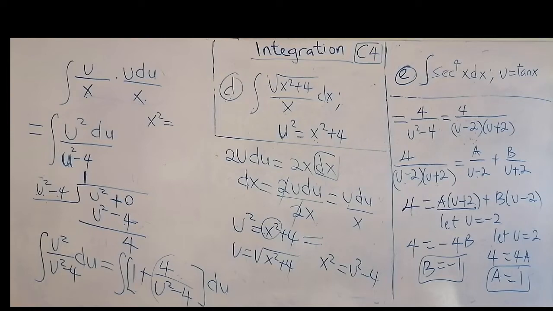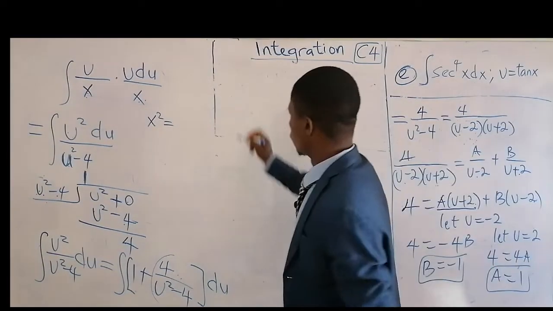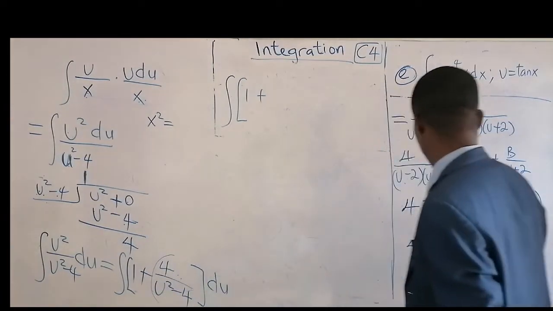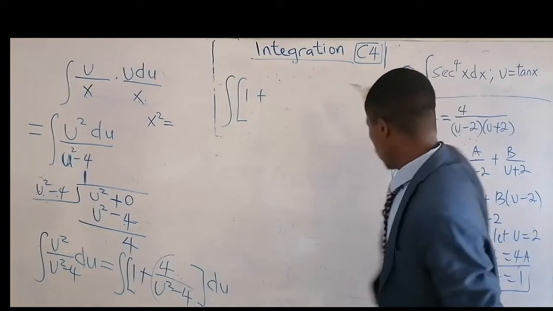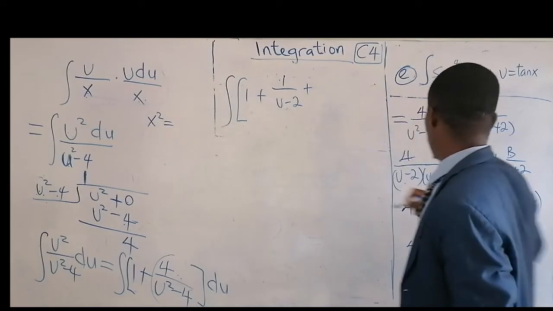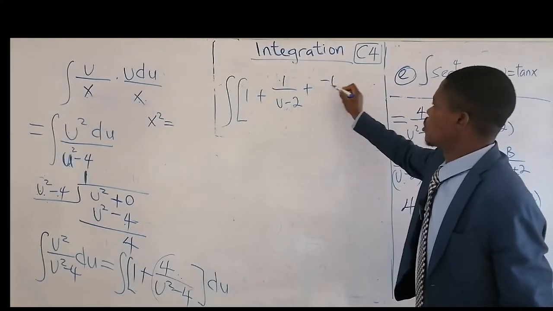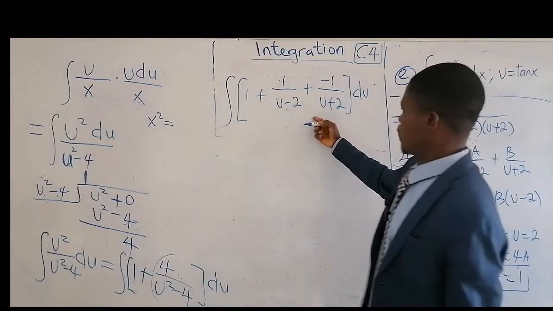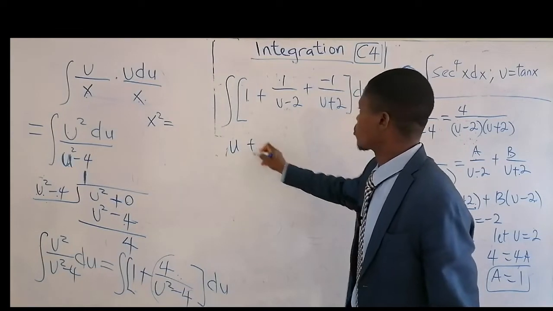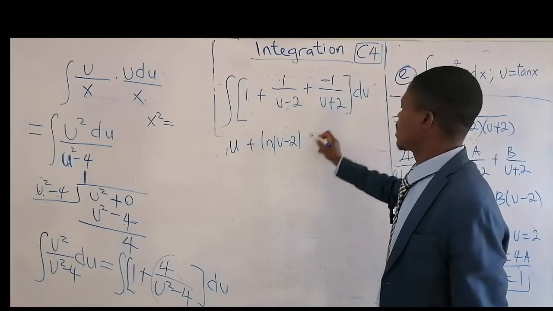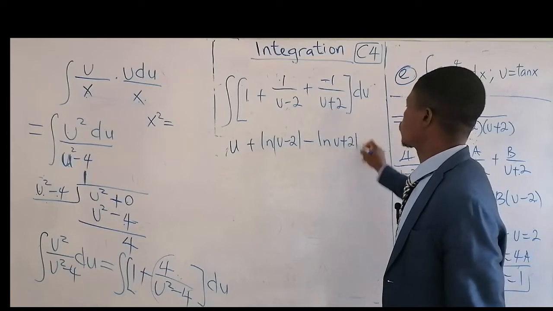So the final thing to do now is to go back to our integration, which is here, and plug in. So we now have the integral of 1 plus A over u minus 2, my A is 1, so 1 over u minus 2, then plus B over u plus 2, my B is minus 1, so minus 1 over u plus 2. Then I close the brackets, then du. So on the final note, I have u plus ln of u minus 2, then minus ln of u plus 2, and then plus c.